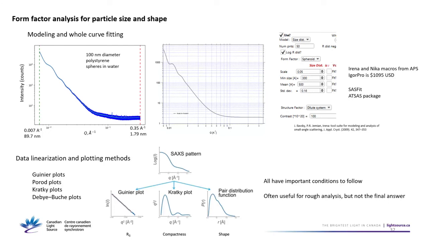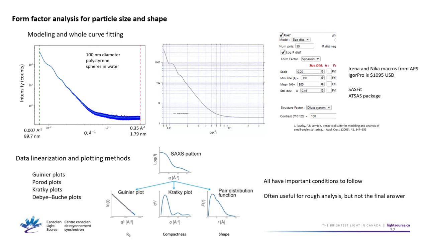There are also these data linearization and plotting methods. Like there are Guinier plots, which is where you just plot the log of intensity versus Q squared. If you have spherical particles, you should get a straight line, but they all have conditions you need to follow. You can't just plot your data as log of intensity versus Q squared and hope to get something out of there. There are other things you need to follow. So these are all useful. They're definitely useful, especially this pair distribution function one. But usually modeling is the answer you want.